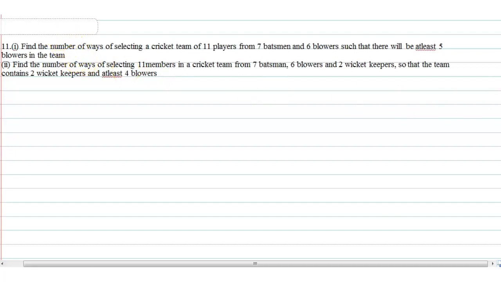So here the question is like this. Find the number of ways of selecting a cricket team of 11 players from 7 batsmen and 6 bowlers, so that there are at least 5 bowlers in the team. The condition here is at least 5 bowlers in the team. So here I am taking the first question.